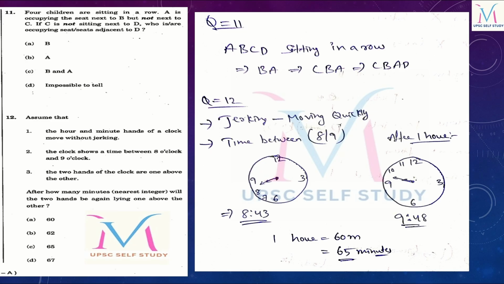See, first it implies A is occupying the next seat to B, and A is not beside C, which means C is beside B. Then C is not next to D, so C should not be next to D, which means A will be next to D. Then who is occupying the seat adjacent to D? If you look at the picture and the explanation, beside D, A will be there. So for the 11th question, option B, A is correct.